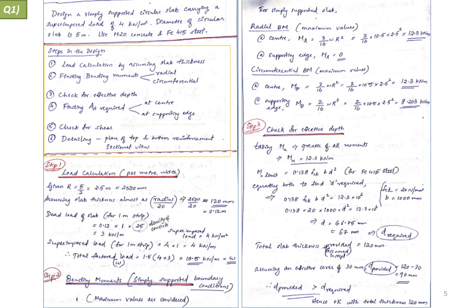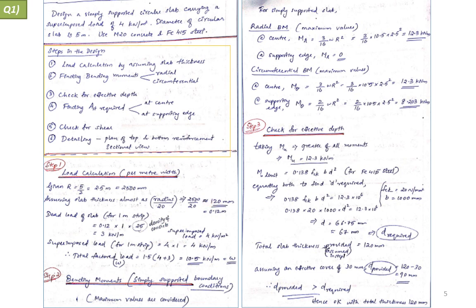5 by 2.5 meter or 2500 mm. So we can assume the slab thickness almost as radius by 20. So the value will be almost 120 mm. You can round it off. It is slightly greater than 120. You can take 120 or 130.